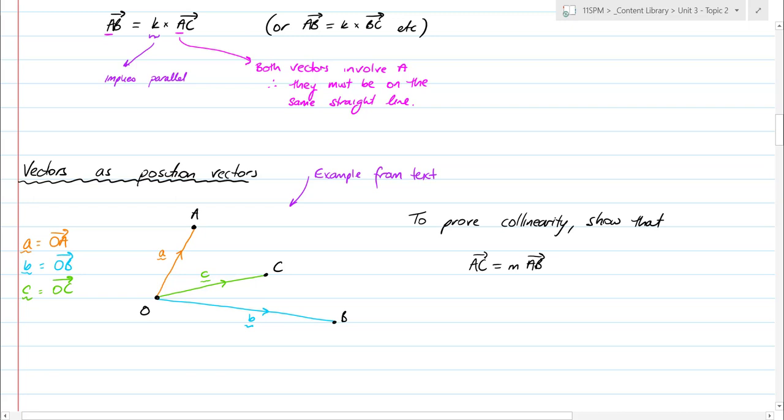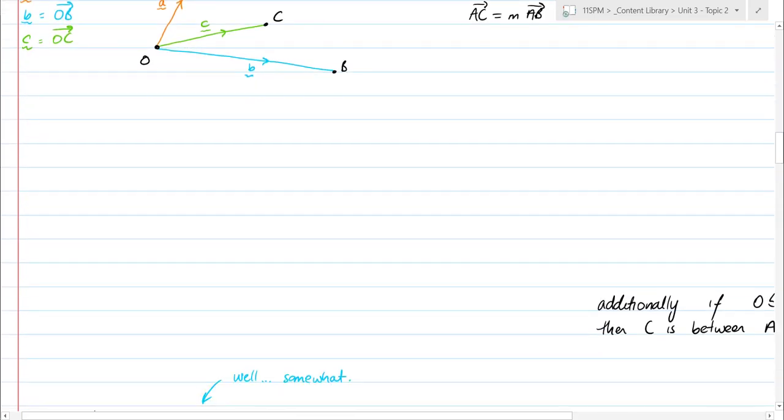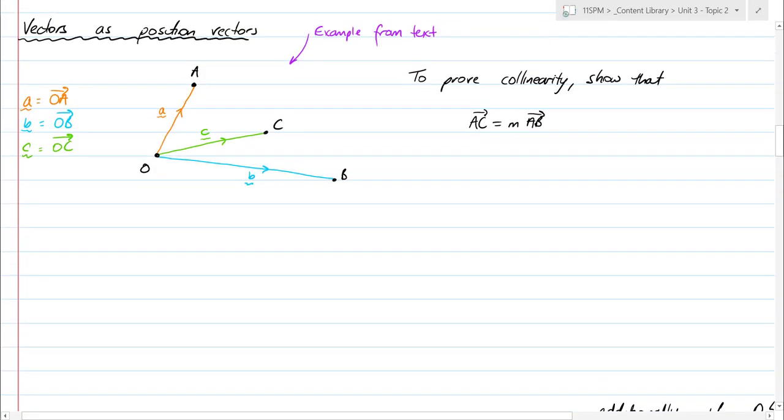And to stick in line with the textbook, I've also done C as the middle point, even though that means they're not in order. So we're going to reverse this. We're going to assume collinearity, have a look at some of the things that come out from that, and then reverse that or do the converse to show collinearity in the future. So here's my space. So we're saying that AC equals M times AB. But first what I'm going to do is determine AC and AB and do some work with that.